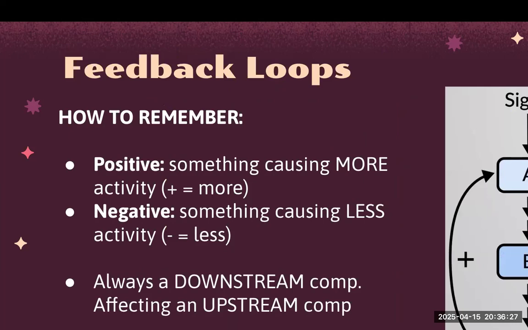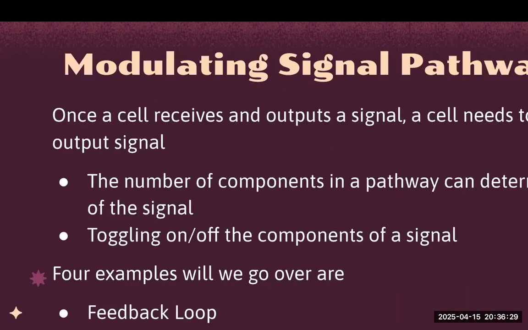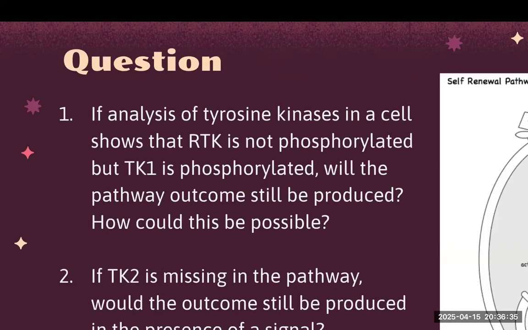Almost there. While he's doing that, I'll just say, how is it possible that a signal comes in, the RTK isn't working, but I can have TK1 be phosphorylated? Crosstalk. Okay, so that means another pathway can come in and turn on TK1. Doesn't matter that RTK isn't activated, but another pathway can come in and do that. Okay, it also means another pathway can come in and turn something off.